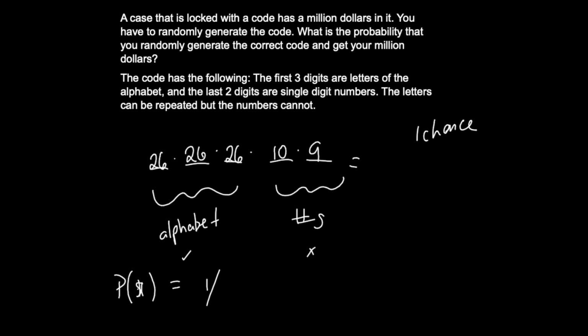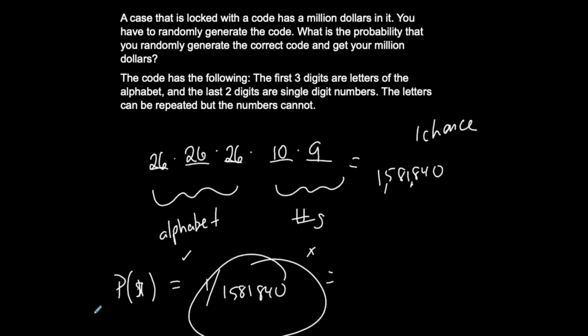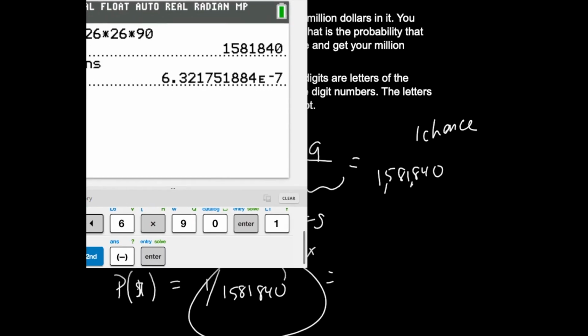this number here that I'm just going to write down real quick, 1,581,840. I'm missing digits. 1,581,840. So only one of those is the correct code. You got one out of 1,581,840 chance to actually generate the proper code. You got one chance to go get your $1 million. Let me see what that is in decimal form. That is, and I want you to see this too, one out of that.